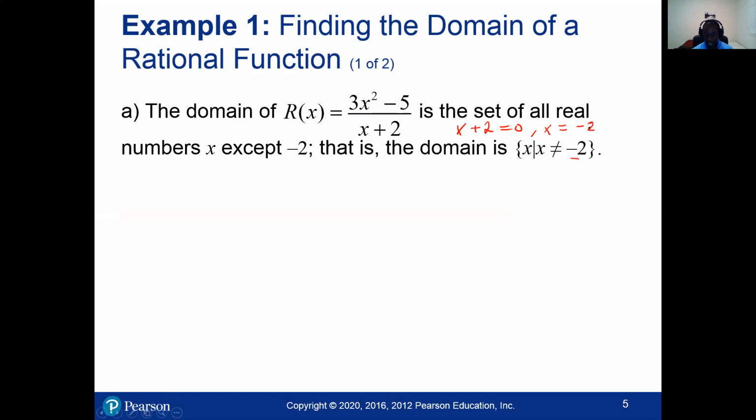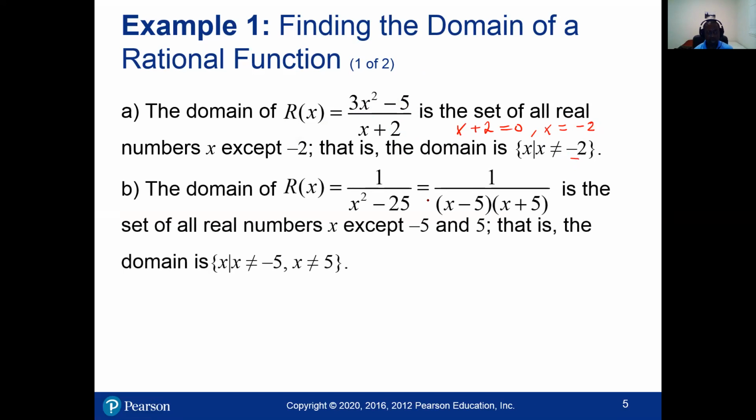So you have that. Now, the second one is that we are given r of x, a rational function, 1 over x squared minus 25. Okay, so what you do is you have to factor the denominator. So x squared minus 25 is a difference of two squares. So that is 1 over x plus 5 times x minus 5. And so if you set each of them to 0, x minus 5 equal to 0, or x plus 5 equal to 0, you get x is equal to 5 and x is equal to negative 5. So the domain will exclude all those values of x.